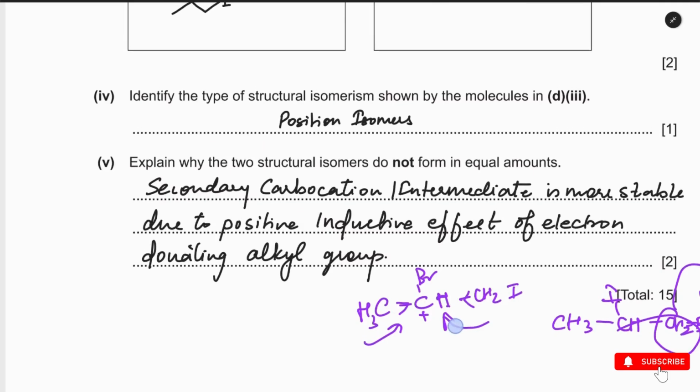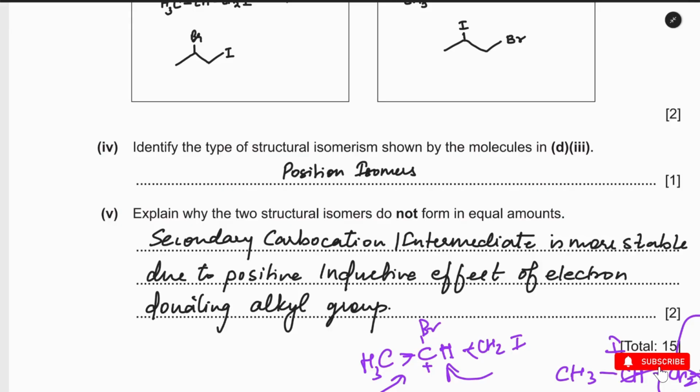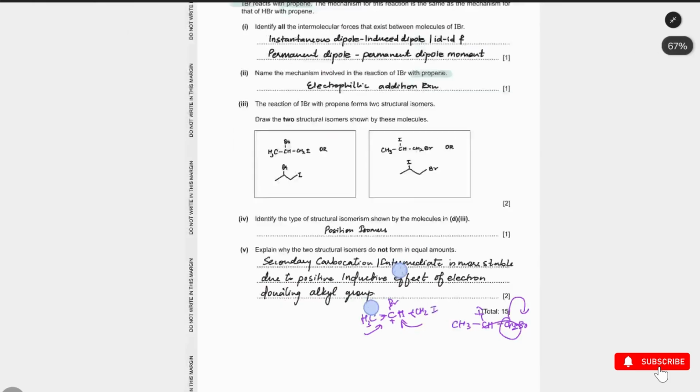Now explain why the two structural isomers do not form in equal amounts. Over here, if you see the secondary carbocation, or the intermediate which we get after the attack of the nucleophile and electrophile, what will happen? It will create a carbocation, right? The secondary carbocation intermediate is more stable due to the positive inductive effect of the electron-donating alkyl group. Now what does it mean?